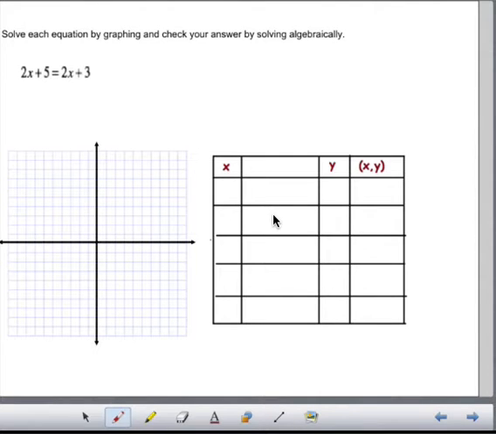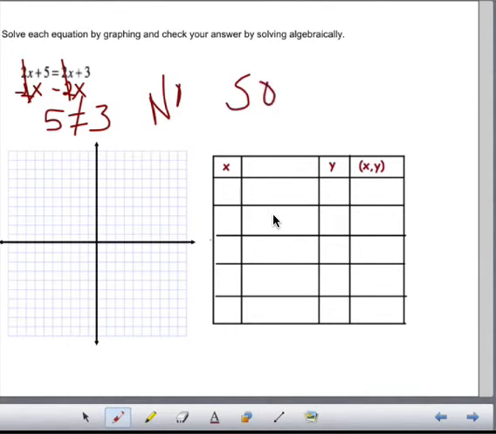So what am I going to do? Well, I'm going to subtract 2x from each side. And it is by itself, actually, on each side. So then I get what? 5 is equal to 3. Can that ever be true? No, so it's just like before. There is no solution to this one. It would never cross the x-axis. There's nothing I can do that would make that true.